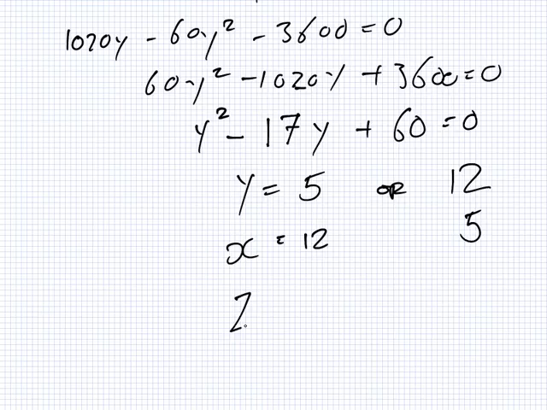And then our last one, z. Well, remember, x plus y plus z should equal 30. So this makes this 13, and this one makes it 13 as well. So the three sides are 5, 12, and 13 then.